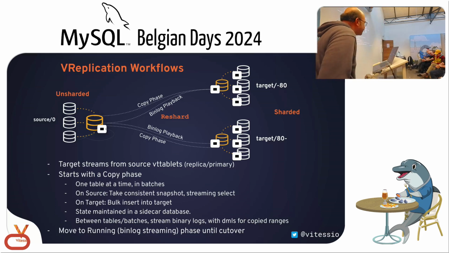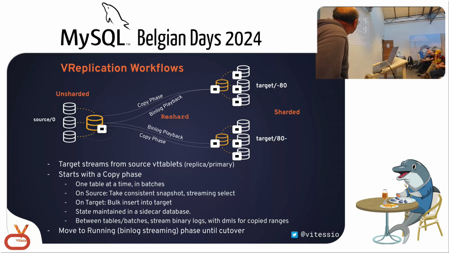So we start with a copy phase, where we take snapshots on the source, and with the streaming select, send packets to the target. On the target, we create multiple insert statements, batch inserts, and we do it one table at a time. The reason we do it in batches is sometimes tables are very large. Most tables take seconds and minutes, but there could be large tables in every database. There'll be one or two really large ones, which may take hours. So the redo logs can get very large, the history length.